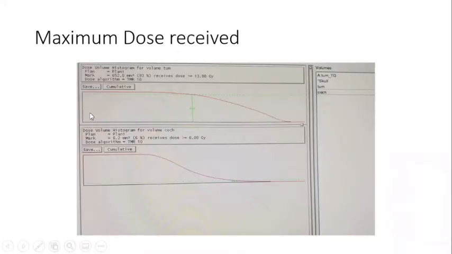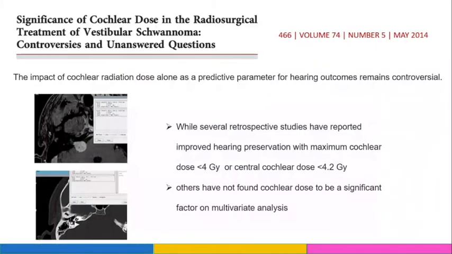And this is one patient we treated recently, a small tumor, and you can save the cochlear dose below 5 gray in these patients. Regarding the significance of cochlear dose, I think there are several papers on this, and they have shown that below 4 gray, it is a definite predictor of hearing preservation.